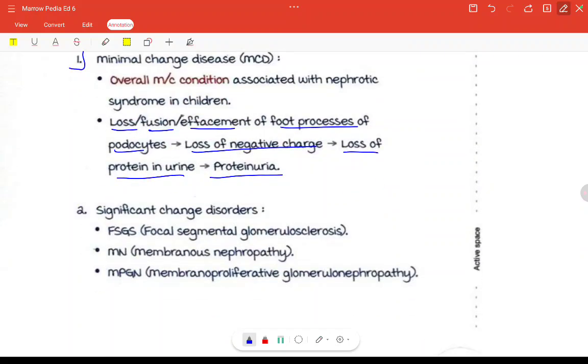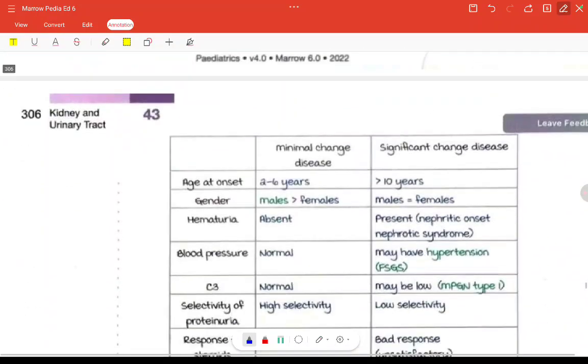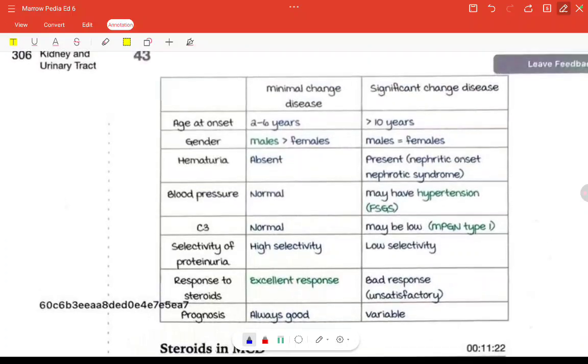Significant change disorders may also be present, which include focal segmental glomerulosclerosis, membranous nephropathy, and membranoproliferative glomerulonephropathy. These were all the significant change disorders. Let's see the difference between the minimal change disease and the significant change disease.